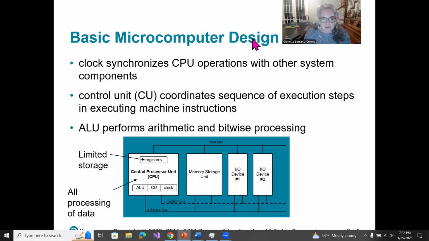The basic microcomputer design contains, again, your central processing unit, memory storage unit, which would be RAM, input-output devices, but it also contains some buses that we're going to look at in detail. This is the data bus, control bus, and the address bus. This is called the system bus.